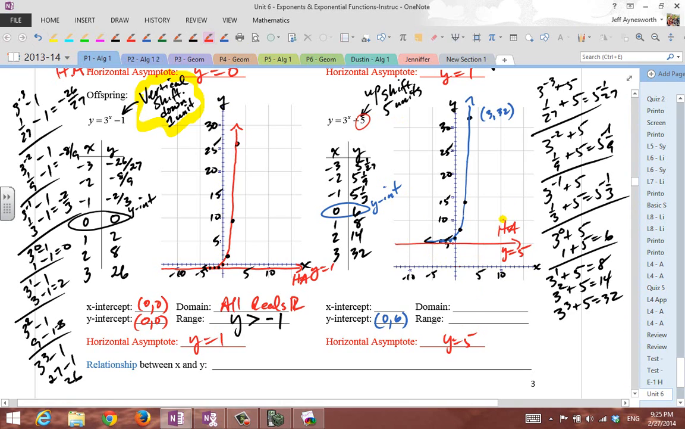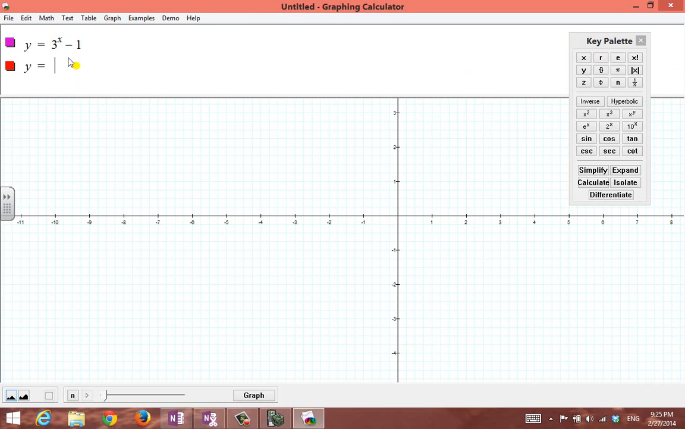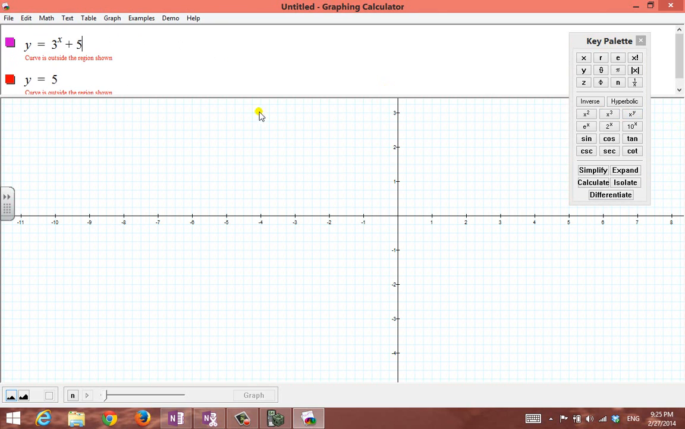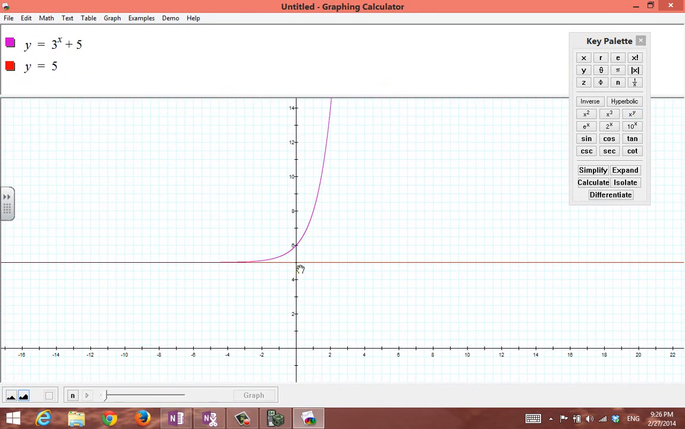All right. So then you can back that up with the calculator too. All you have to do is change your values. Let's change this to 5. Let's change this to plus 5. I didn't type it in right, so let me redo that. 3 to the x power, and then add 5. All right, now hit go. There we go. Let me zoom out. There we go.